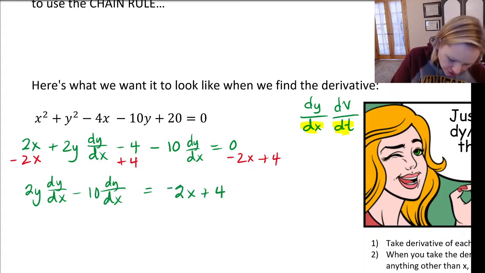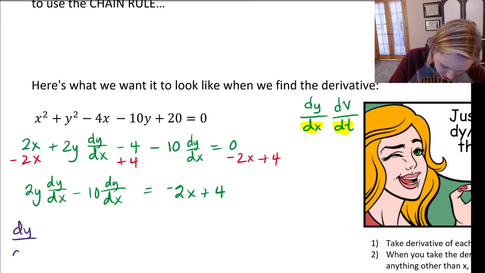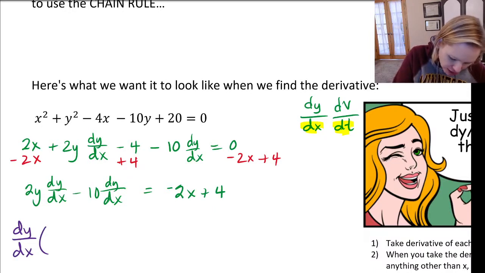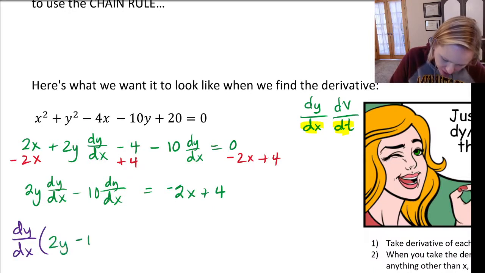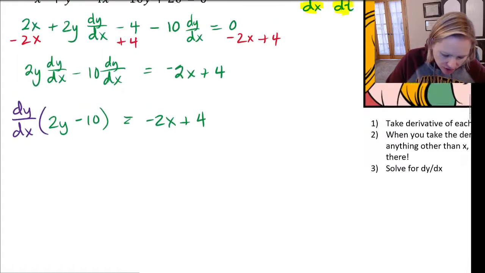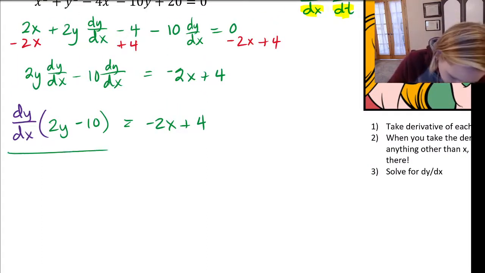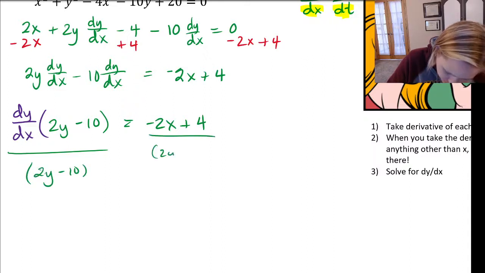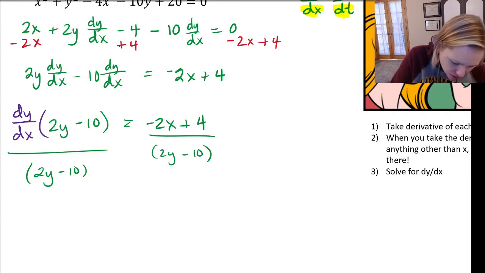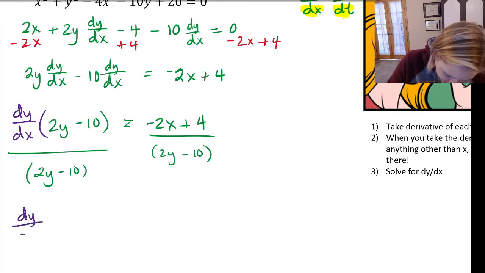Then I'm going to factor out dy dx. And when I do that, what's left is 2y minus 10. And then all I have to do is a little bit of algebra here, and I'm going to divide out that 2y minus 10. And so this is the derivative, dy dx.